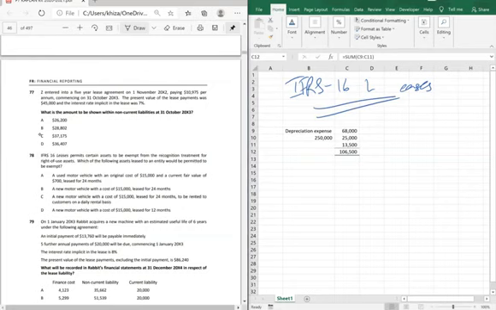Coming back to the question, it says what is the amount to be shown within non-current liabilities. Now this is talking about non-current liabilities. Remember, you need to know exactly what the question is asking. It's 31st October 20x3 they're talking about, right? The lease was taken on 1st November 20x2, right?